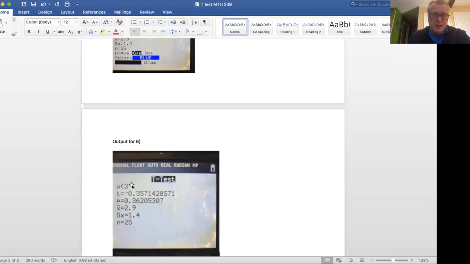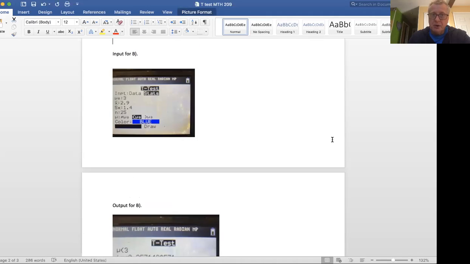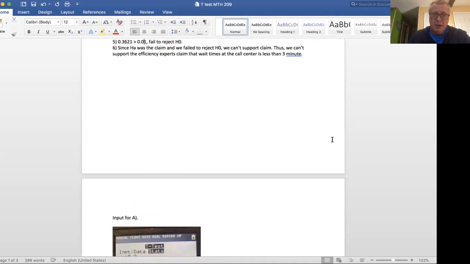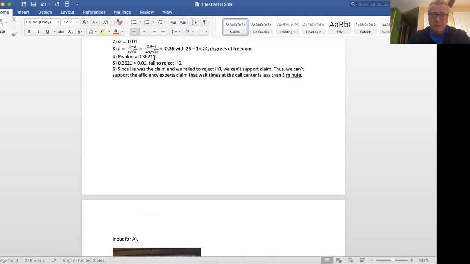We get the mean is less than 3. Our t-score is minus 0.3575, so on and so forth. So we'll round that to 2 decimal places, negative 0.36. And then our p-value is 0.36205, so on and so forth. We'll round that to 4 decimal places, 0.3621. And that's how we got the t-score, the test statistic, up here in B. And that's how we got the p-value. Hopefully this helps. Have a good day.